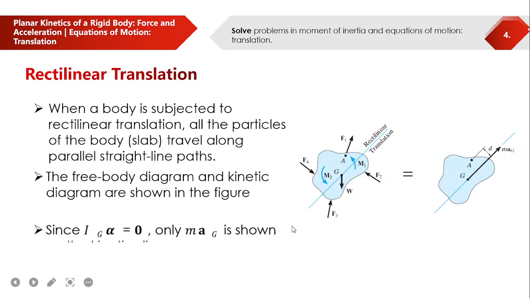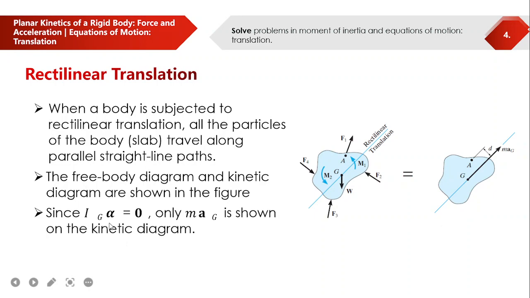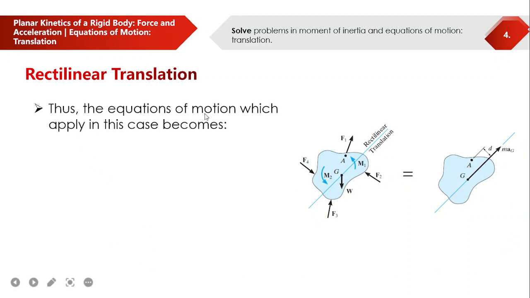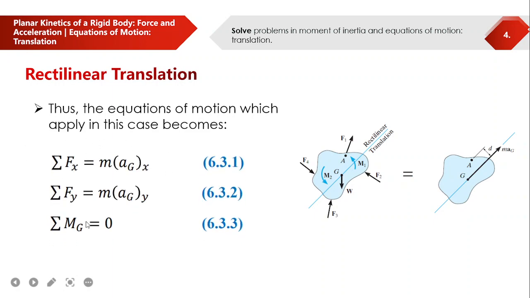Okay? Next, since I sub G times angular acceleration is equal to zero, only m times a sub G is shown on the kinetic diagram. Since it is already zero, you no longer need to put the moment there, because your angular acceleration is zero. So that's the equation of motion which applies in this case.